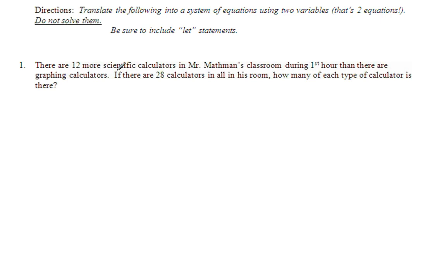So let's go there. I'm going to let scientific calculators be one variable and graphing calculators be the other. Now, it makes sense to use G for graphing calculators, and it makes sense to use S for scientific calculators. The problem is whenever I use S's, sometimes they look like 5s. So I try to avoid S's. So I guess I'll just call it X.